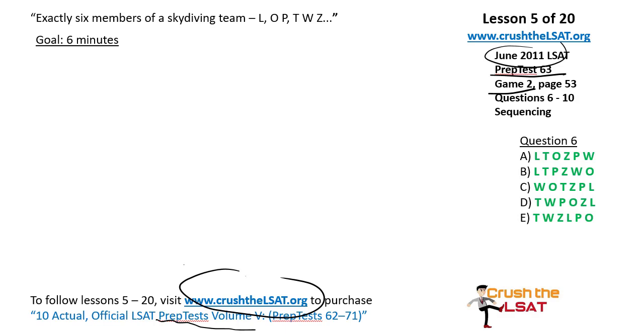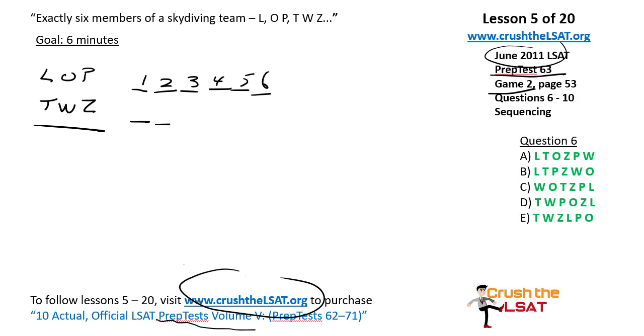This is a very simple sequencing game. And you know it's a sequencing game if you read the questions. It says that each of the skydivers dives exactly once, one at a time. So let me write out the letters here. We have divers L, O, P, T, W, and Z. And they'll be diving in a certain order, 1 through 6. So we have a sequence here, 1, 2, 3, 4, 5, 6. And of course, I'll create a slot under each of those numbers to place my items in.